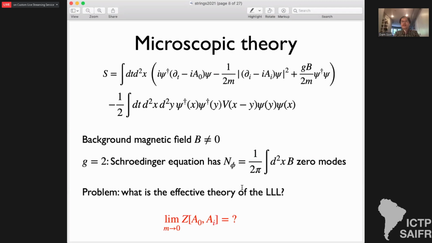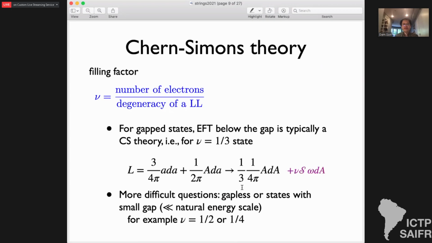Provided that we are working in the vicinity of some finite magnetic field configuration. Let me introduce a notion that is the filling factor, nu, which is the number of electrons divided by the number of states on the lowest Landau level. And that number is assumed to be less than one in this talk.